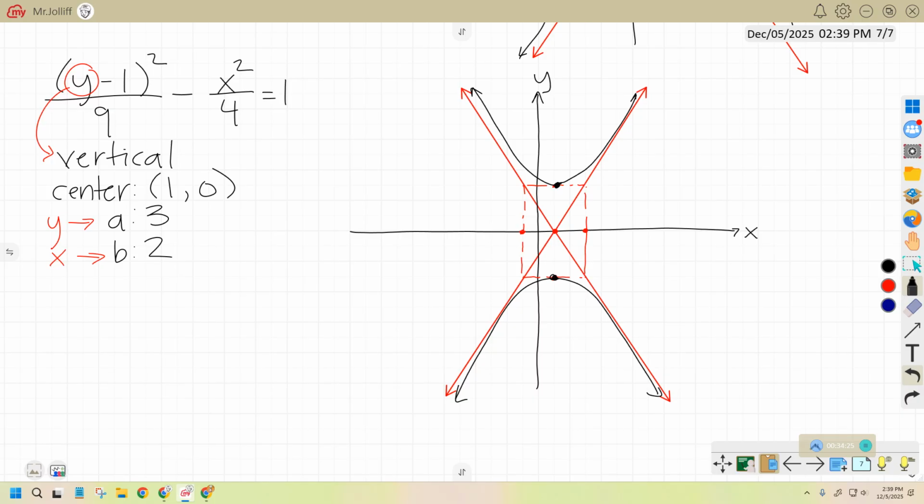Okay, we got time for one more example. I want to practice going backwards because Delta Math may ask you to do that. So if I give you a graph, how do I figure out the equation?